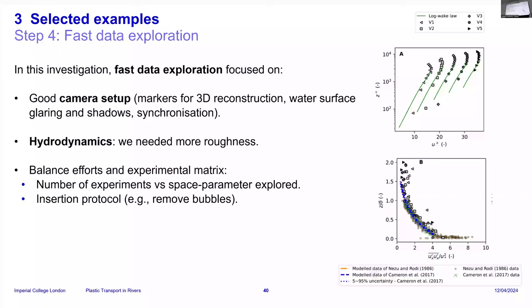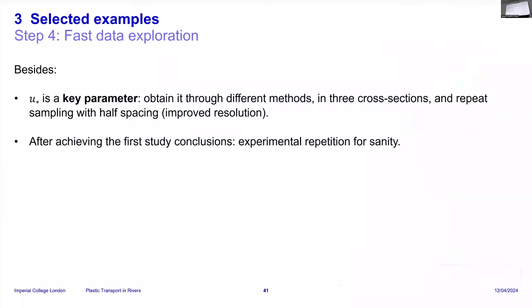Well, you get an idea of how much it takes, 30, 40 minutes, plus the setup of the cameras, plus the emptying of the trapping downstream, et cetera. So you get a good idea of how much time you will need. You know how much time you have available, so you can now decide an experimental matrix that covers the space of parameters that you want.